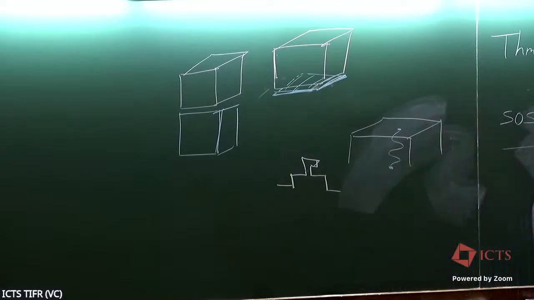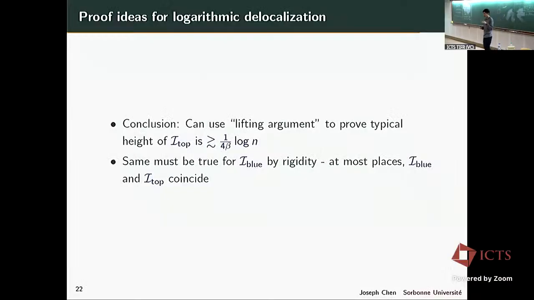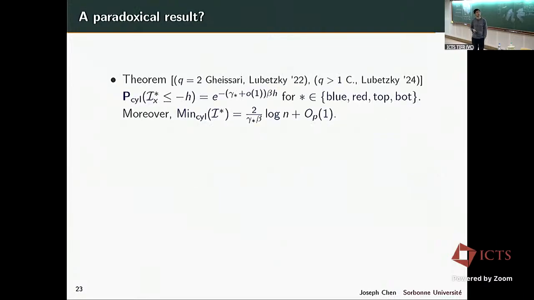And so if you want to fully capture this ability to gain from entropy, you need to realize it via these random paths. But this is entirely captured by this large deviation question. It's saying if I look at my interface and I want to go down by height h, what is its probability in this form? And so this was done. And also, what was shown is that this minimum should be of this form, 2 over gamma beta log n.